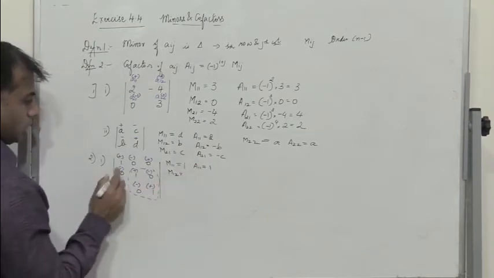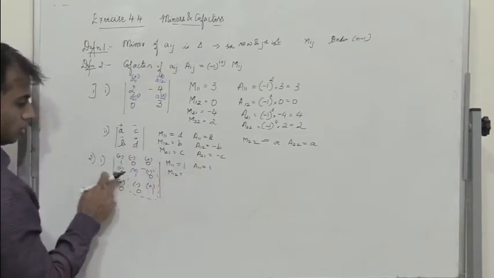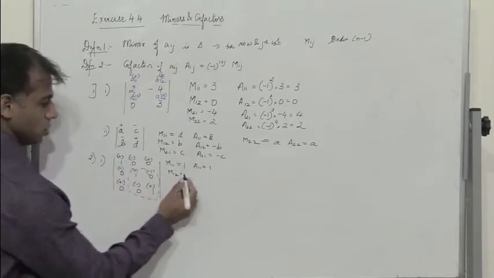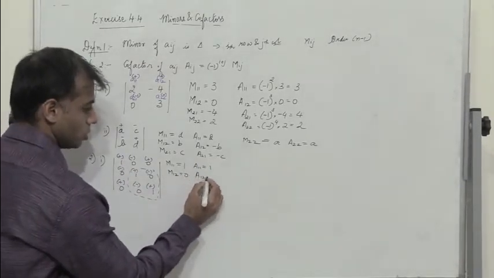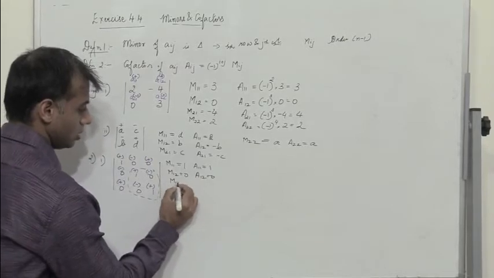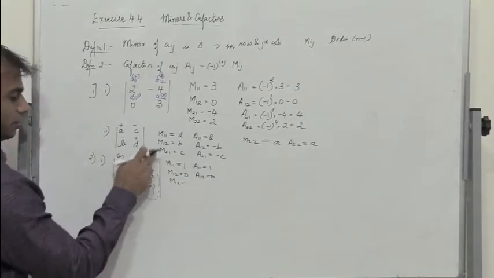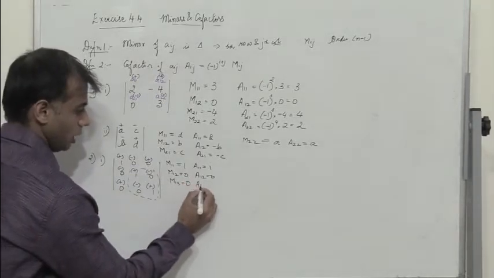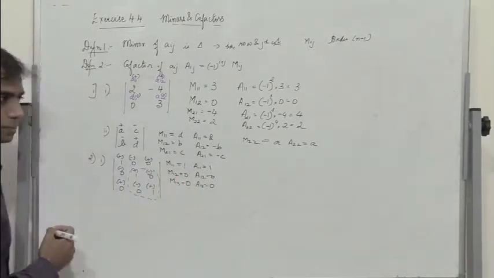M12, the first row and the second column, 1 into 0 minus 0 into 0, so it is 0. So A12 is 0. Next, M13, leaving the first row and the third column, 0 minus 0 is 0. So A13 is also 0.